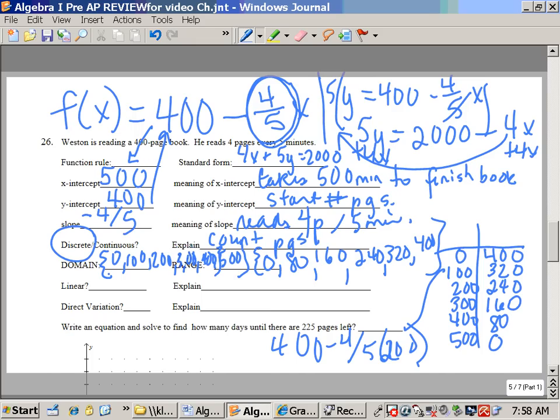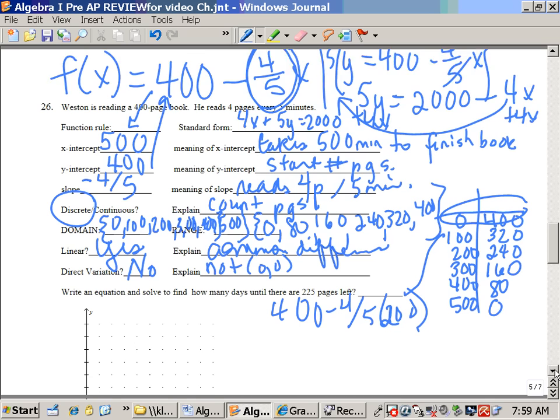All right, is it linear? The reason it's linear is because we have common differences for x and y. Is it direct variation? No. Does it pass through 0, 0? The y-intercept would have to be 0, and that goes through 400, so not 0, 0.